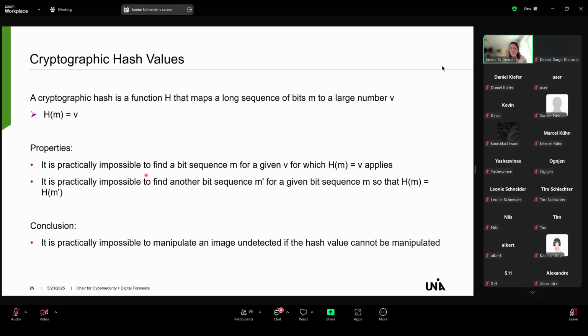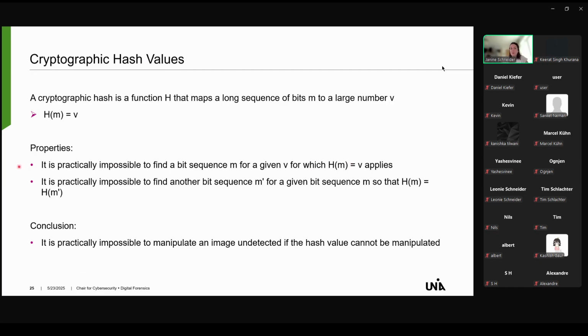Okay, this one means that it is practically impossible, but I think it's not very clearly written here. But it says that it's impossible to generate the bit sequence if you have the hash value. So you cannot revert the function. The function takes a bit sequence, generates a number, but if you have the number, you cannot generate the bit sequence. Maybe I have to rephrase that. That's not very clear here, I think.